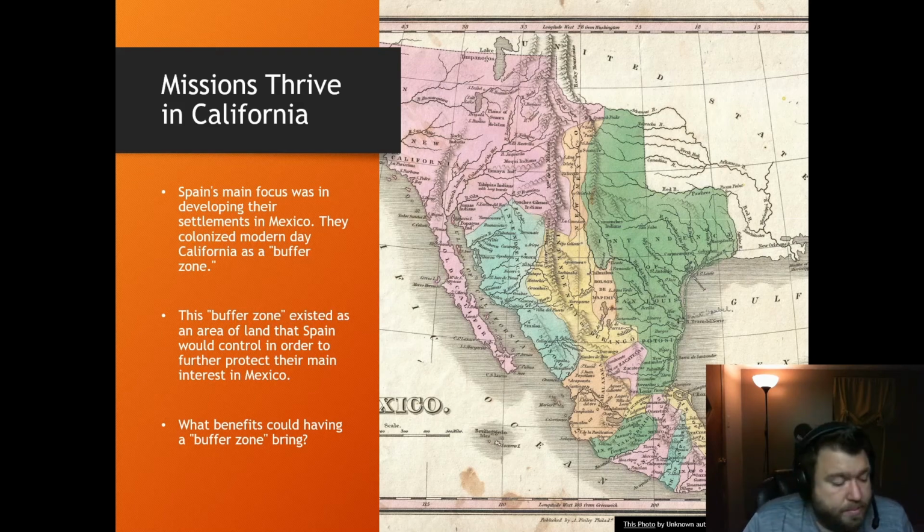Another benefit of having a buffer zone. Now, these buffer zones weren't like densely populated or developed or anything like that. If you have that land, you can trade it to somebody else. Even if you don't develop the land or have many towns or anything, you can still sell that land for a good amount of money. So by claiming this buffer zone and controlling it, you can sell it later for a lot more money.